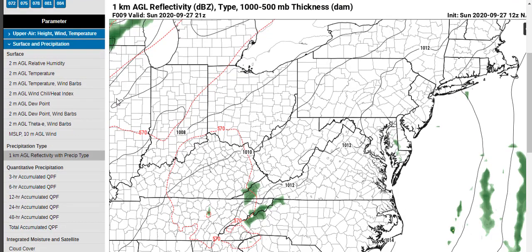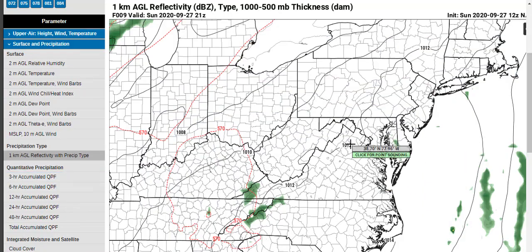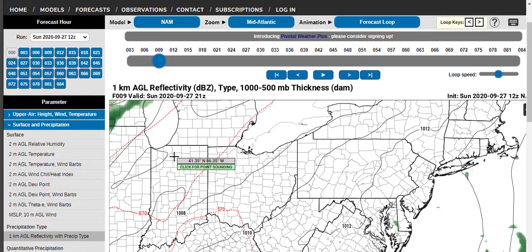So here, I'm going to make a forecast for Washington, D.C., just because we have a little bit of rain coming up later on in the week, and I wanted to focus on that. What I did here is I made a little graph. Some of you use this method, and I think it's worked out really nice for you. I have temperature for the high and the low, the wind speed and direction, cloud cover, precip, if there's going to be any, timing, and amount. I know that there's going to be some rain in the forecast. That's why I'm making this video.